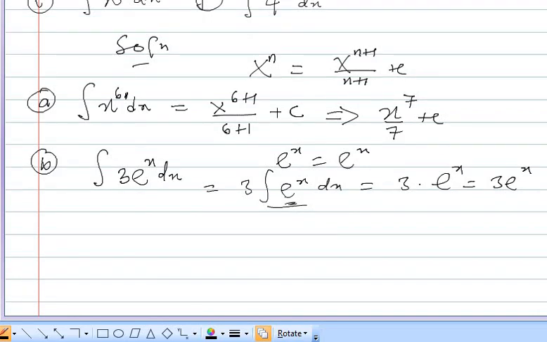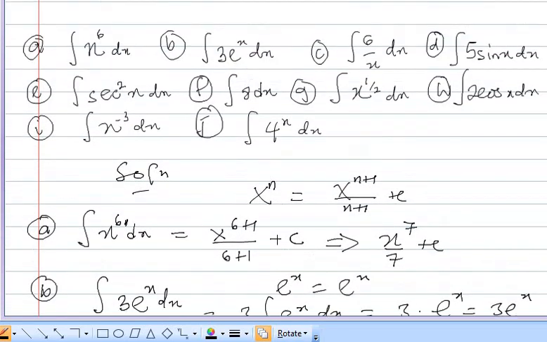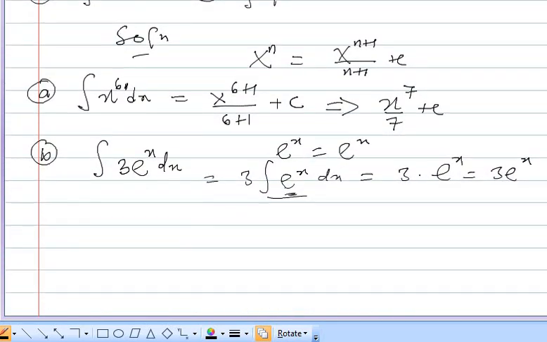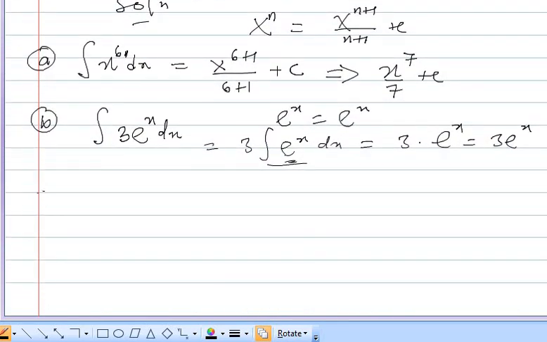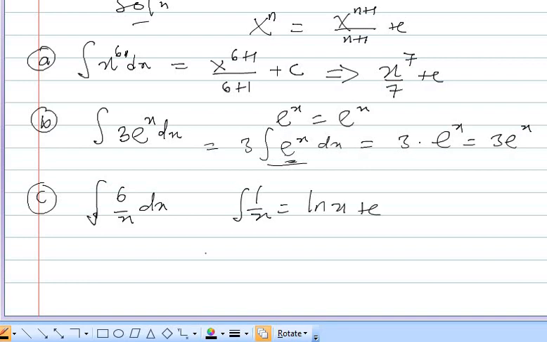So taking the next question, integral of 6 over x. That's question C. Find the integral of 6 over x. From our table, if you can remember, we have the integral of 1 over x is equal to ln x plus c.